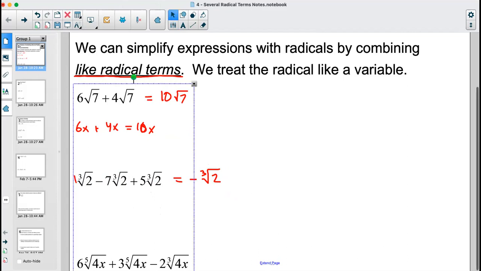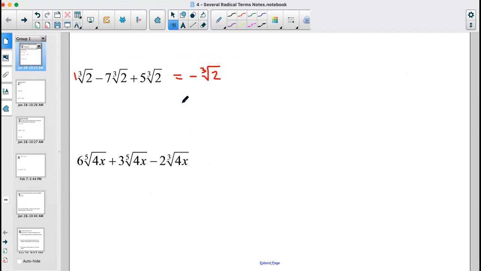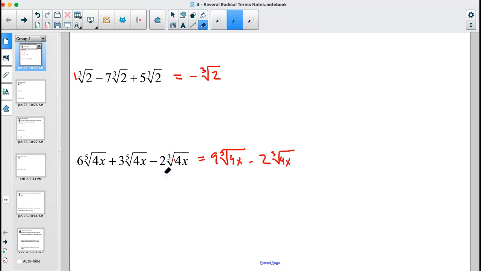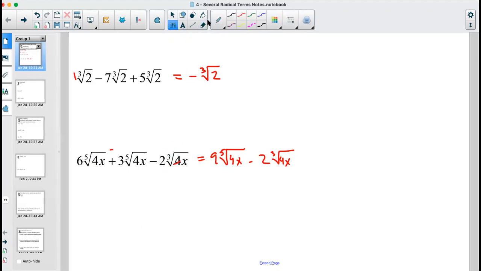And we would try the same thing with this one. So this one actually has two different things. This is the 5th root of 4x, and that's a 5th root of 4x. So those we can add, but this one is a cube root of 4x. So we cannot add this last term with the first two. So I do 6 and 3 is 9 5th roots of 4x minus 2 cube roots of 4x. Like I said, this cube root of 4x is all by itself, so it cannot be added. It's not a like radical term to the other two because this one has an index of 3 and the other ones have an index of 5. So you can add the first two, but not the last one.